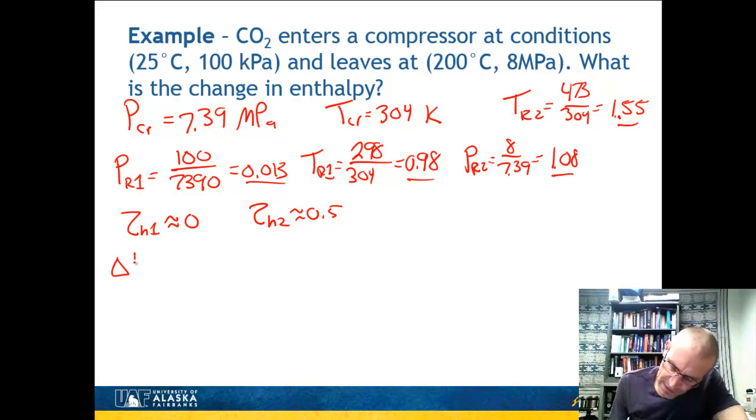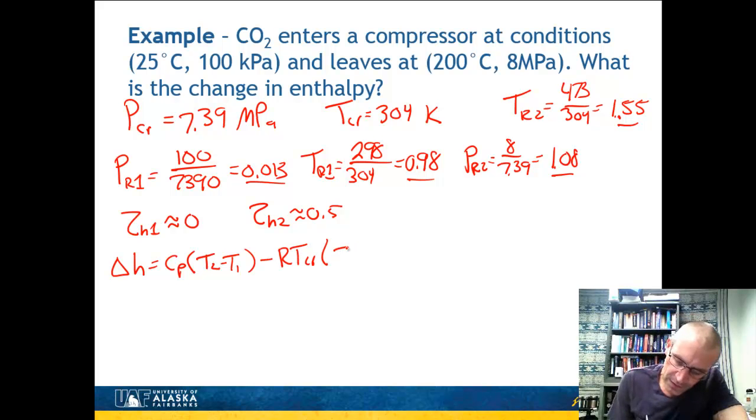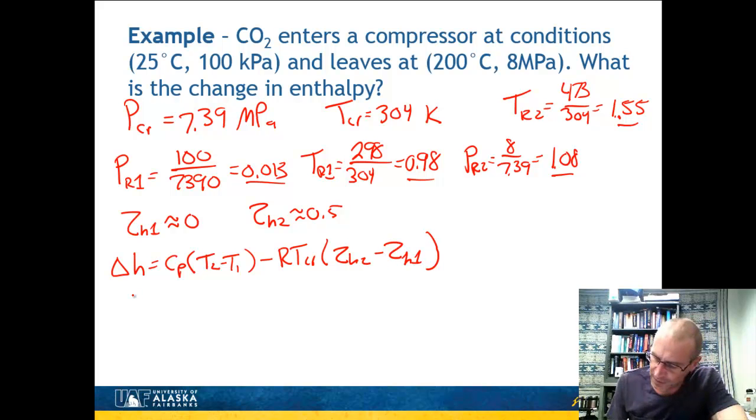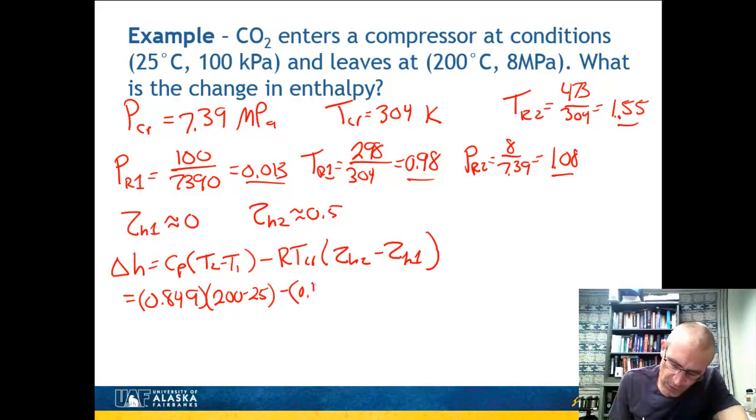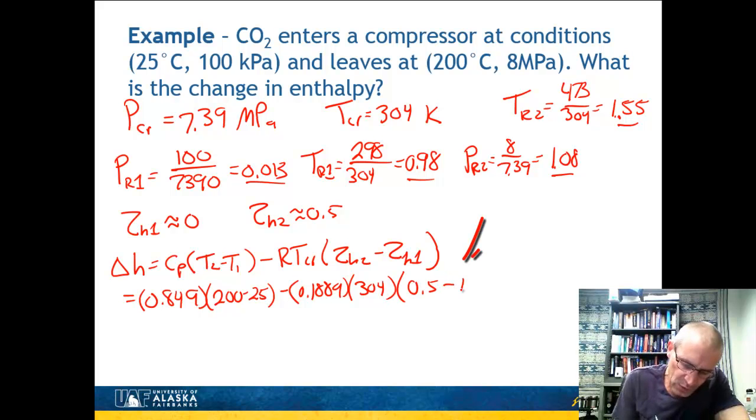So let's go ahead and now calculate our change in enthalpy. First we have the ideal term, which is going to be Cp times T2 minus T1. And then we subtract out R T critical times ZH2 minus ZH1. Let's put some numbers in there. 0.846 is my heat capacity for carbon dioxide. 200 minus 25 is the change in temperature. Minus R, 0.1889 for carbon dioxide. My critical temperature was 304 Kelvin.